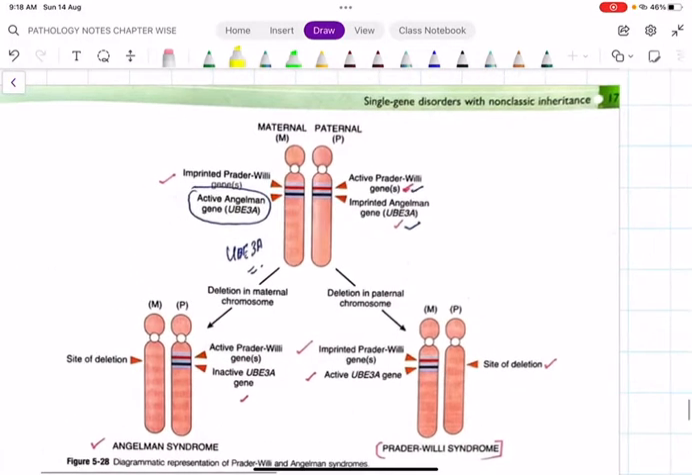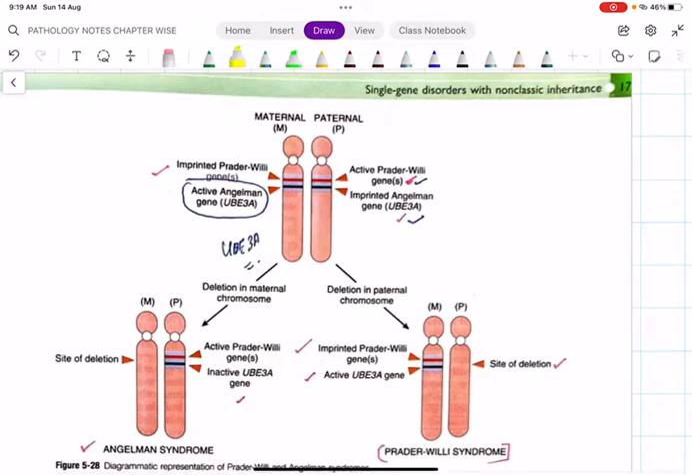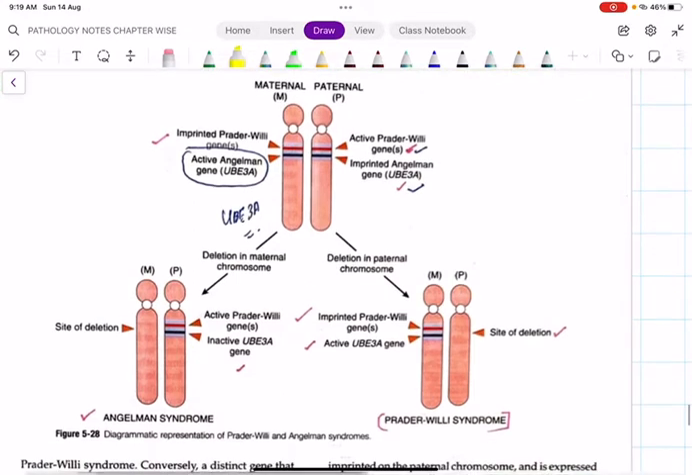Just remember, P for P: paternal means Prader-Willi syndrome. So in Prader-Willi syndrome there will be inactivation of the paternal chromosome, so there will be paternal imprinting. Just remember this point: in Prader-Willi syndrome, the paternal allele is silenced, so the maternal allele will undergo duplication or amplification. That is what we call paternal silencing with maternal disomy, which is Prader-Willi syndrome.